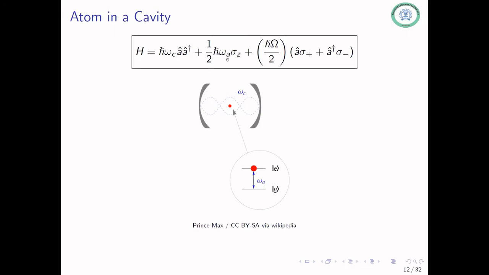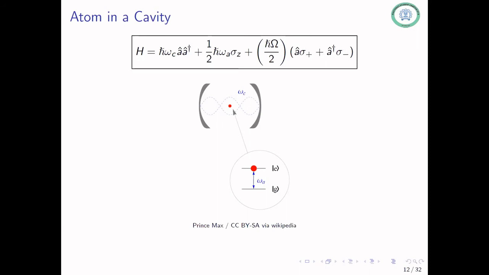There's a second term which relates to your atom. This is really talking about whether your electron is in the excited or the ground state. So this describes the energy of the atom, and this is an interaction term. This talks about how your atom can interact with the cavity field. And sigma z is basically the Pauli z operator, if you know about it. And this is the operator that raises the atom state, and this is the lowering operator.